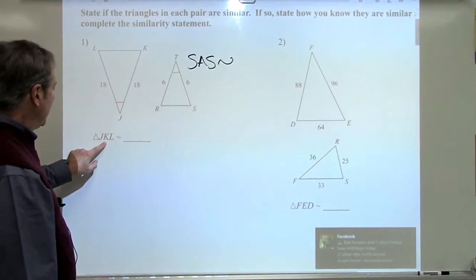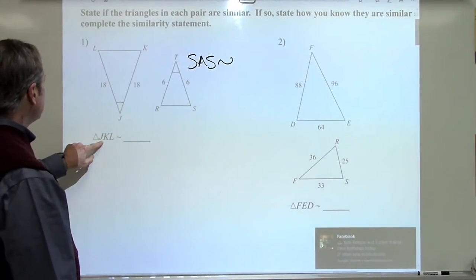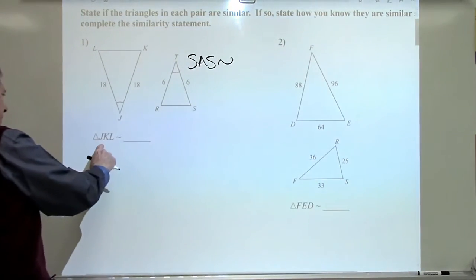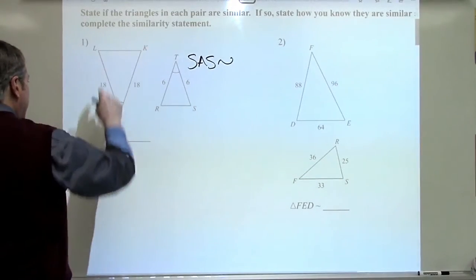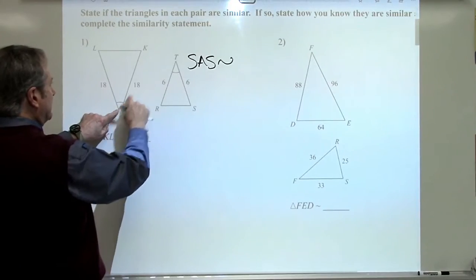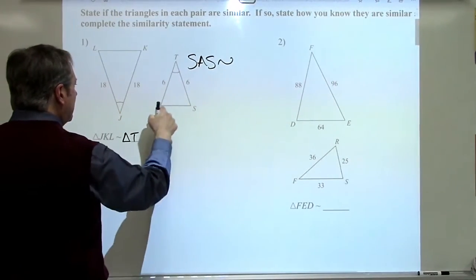Now, the similarity statement is a little bit tricky in that you've got to match everything. So it says here triangle JKL would match triangle... All right, I'm going to start with the single tick mark with the single tick mark. That would be triangle TRS.